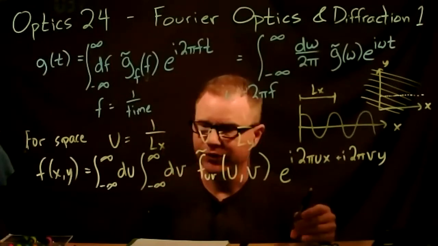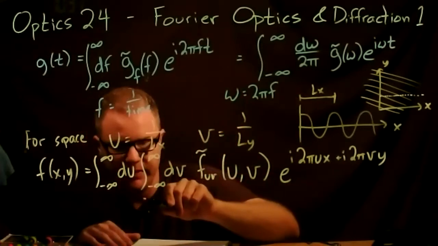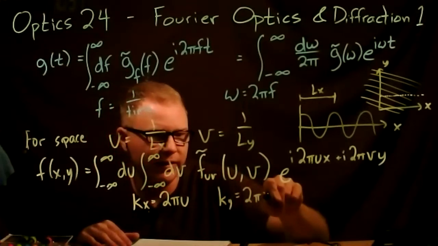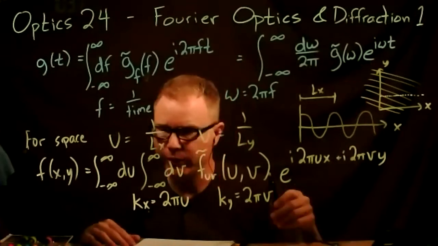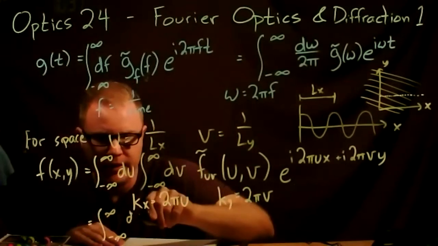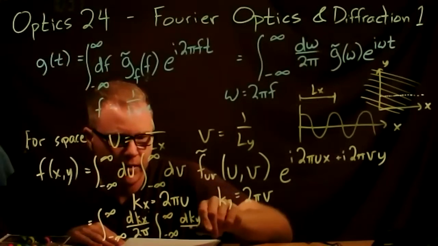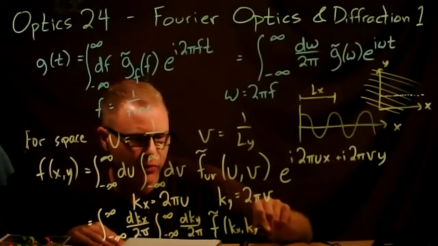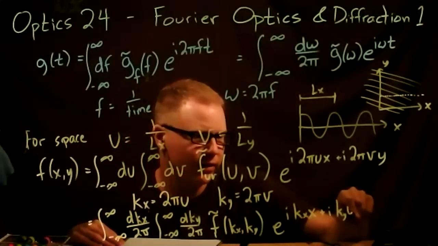Oftentimes in physics, for the same reason why we use angular frequencies, we use angular spatial frequencies. Those are letting kx equal 2 pi u and ky equal 2 pi v. So these are the radians per unit length of the sine wave going by in the x direction versus in the y direction. And I can write that as the integral from minus infinity to infinity dkx over 2 pi, integral from minus infinity to infinity dky over 2 pi, and here I'll just call it f tilde with no subscripts, kx, ky, e to the i kx x plus i ky y.